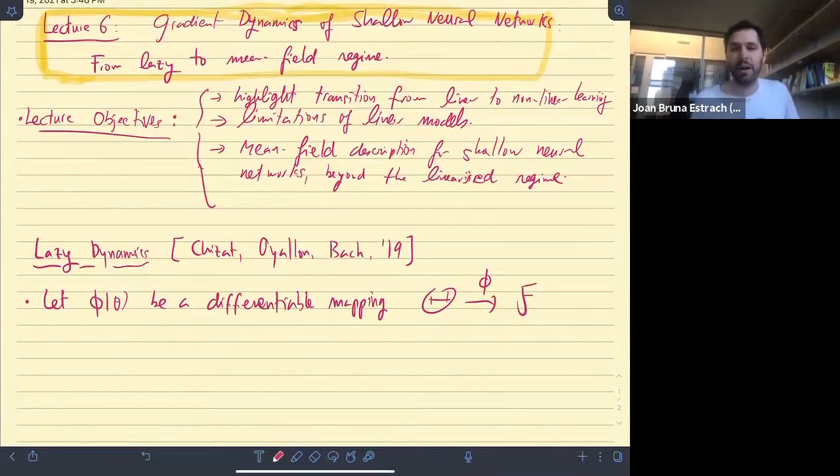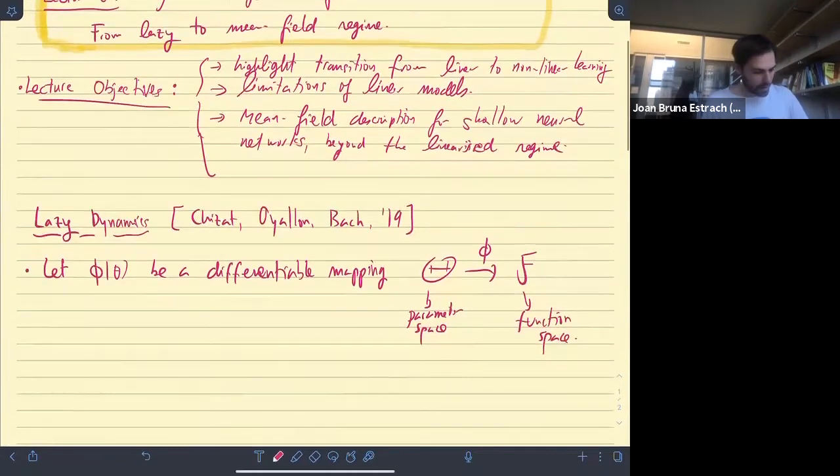Okay, so think really in your mind that big capital theta are the parameters of your neural net, and capital F is the space of functions that are parameterized by these neural nets. Okay, and so this is a parameter space, and this is the function space. And let theta zero be the initial point of the learning algorithm. And here we are really going to focus on gradient descent.